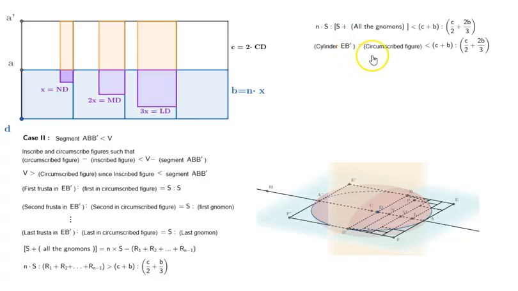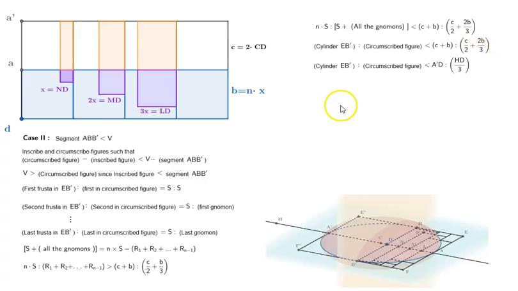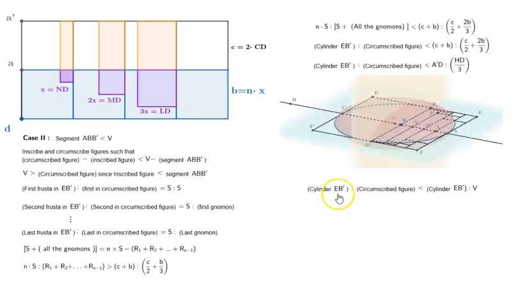So here, cylinder EB prime is to circumscribed figure is less than C plus B is to C by 2 plus 2B by 3, which means cylinder EB prime is to circumscribed figure is less than A prime D is to HD by 3. Because if we evaluate C plus B, it works out to A prime D, and C by 2 plus 2B by 3 works out to HD by 3. So, which means cylinder EB prime is to circumscribed figure is less than cylinder EB prime is to V.